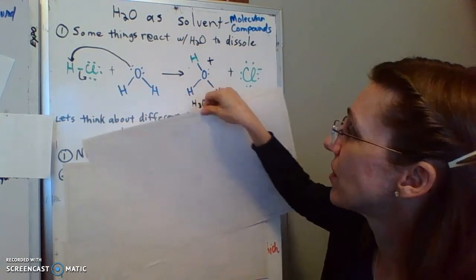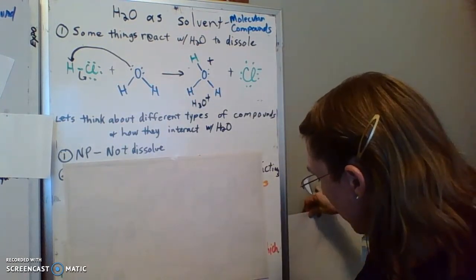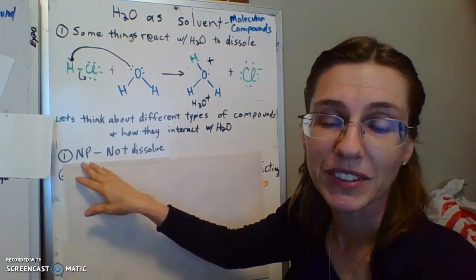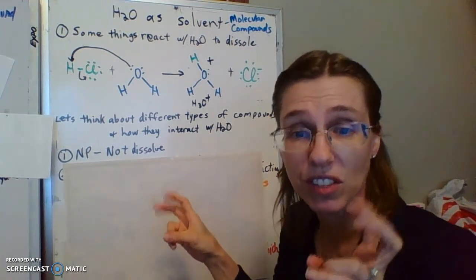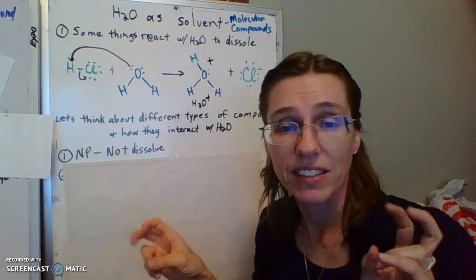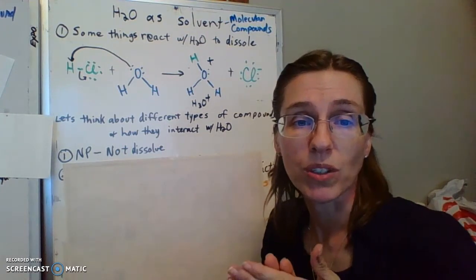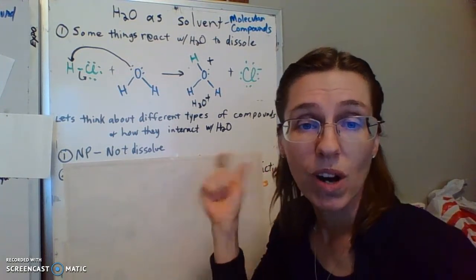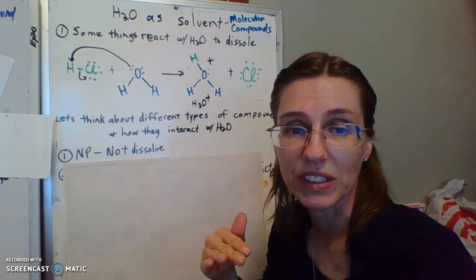Let's talk about other types of compounds and how they are soluble or not soluble. Well, let me start off with nonpolar. Nonpolar we know are not going to dissolve because we've got the term like dissolves like. And when we say like dissolves like, remember we're talking about polarity. So nonpolar are only soluble in nonpolar. And we know water is a polar substance, so nonpolar substances will not dissolve.